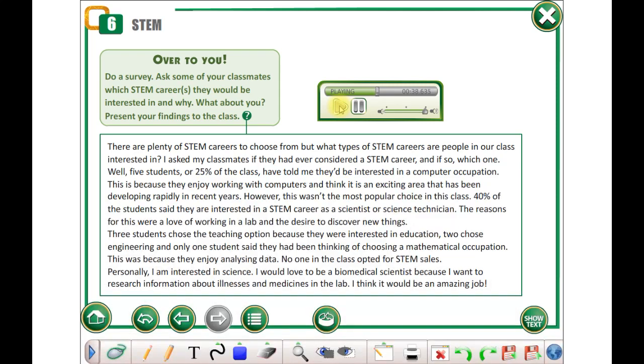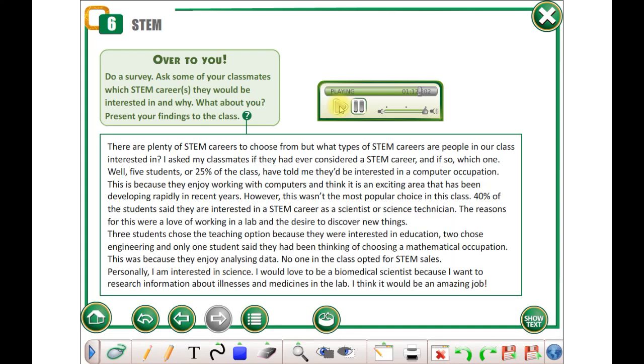40% of the students said they are interested in a STEM career as a scientist or science technician. The reasons for this were a love of working in a lab and the desire to discover new things. 3 students chose the teaching option because they were interested in education. 2 chose engineering, and only 1 student said they had been thinking of choosing a mathematical occupation. This was because they enjoy analysing data. No one in the class opted for STEM sales.